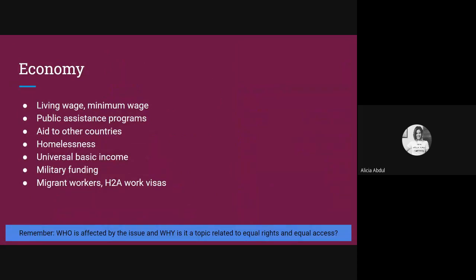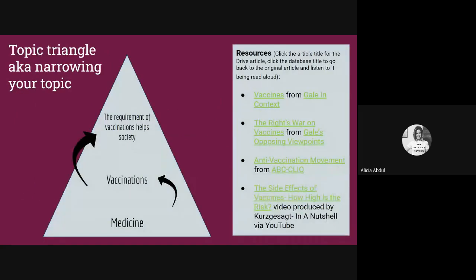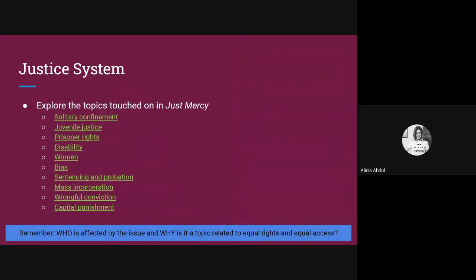If you're interested in the economy, something like homelessness or a living wage, medicine. And with medicine, we're talking about vaccinations, and the requirement of vaccinations that help society. Again, you've got 3 articles from the databases as well as 1 video. And from the preliminary research that you did, all of the folders are again available. So if you want to focus in on the justice system, all of these are links to the folders from the preliminary research that you chose 1 article to talk about. So you are welcome to revisit any of these topics for your research.